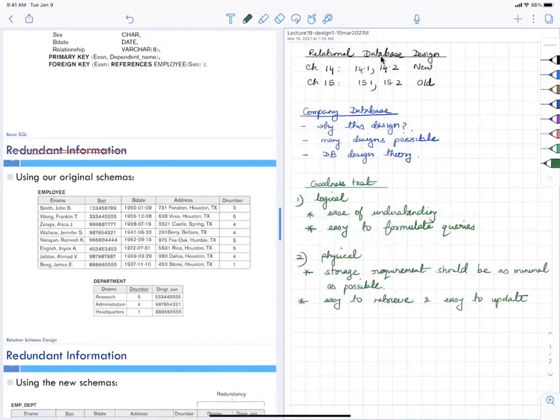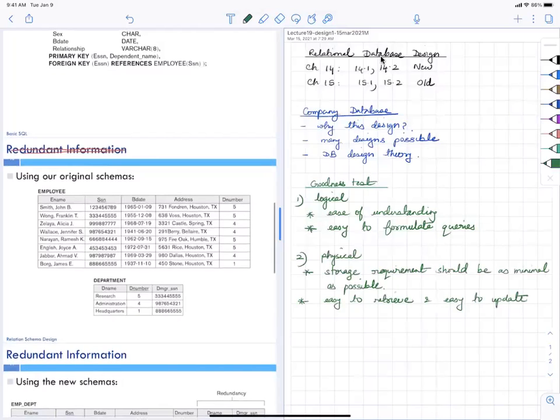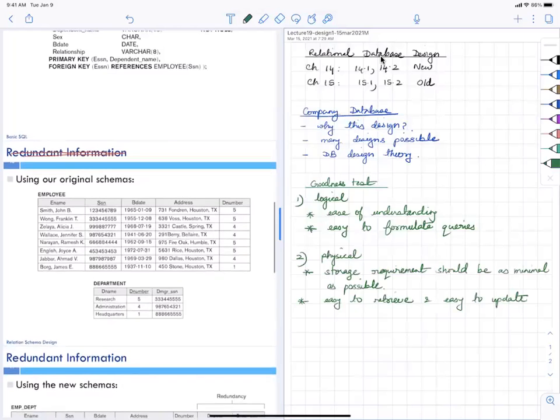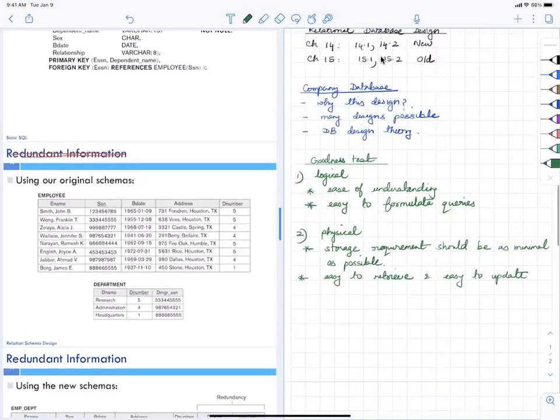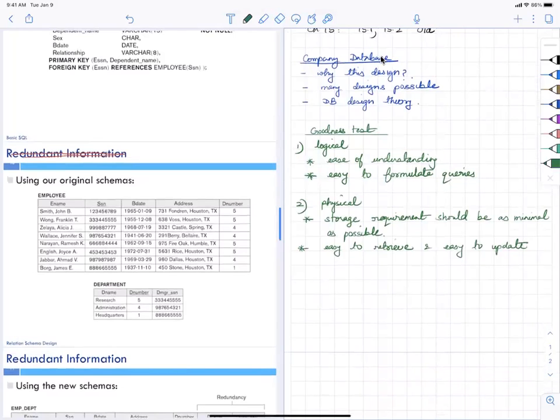So again, when you look on the left-hand side, in the original schema, we have employee and we have department. So instead of employee and department, suppose I have a new table called employee department, and I'm combining the information in the employee table and the department table.